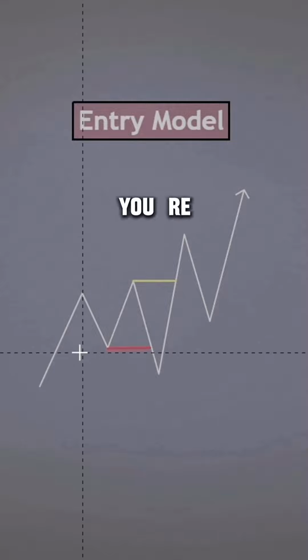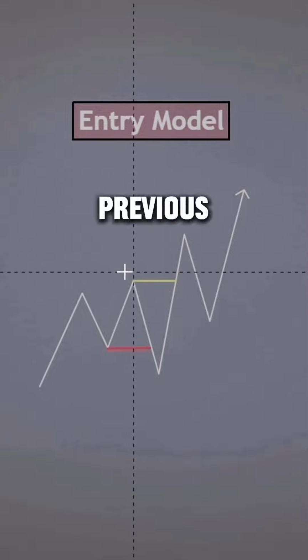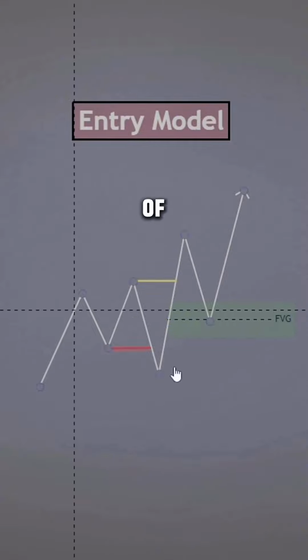If you are bullish, you're going to want to see a liquidity raid on the sell side because that will create a high resistance liquidity run. You will then wait for a shift in market structure, being candle closure above the previous high, and ideally during that leg up we would create an imbalance in the form of a bullish fair value gap.